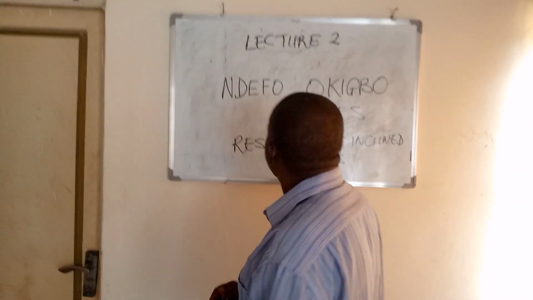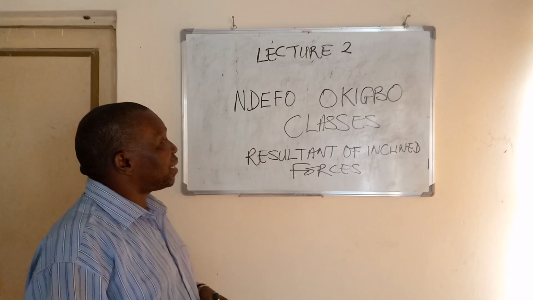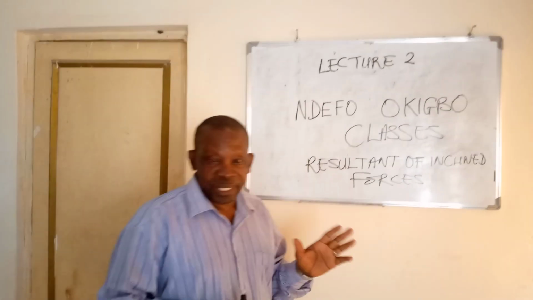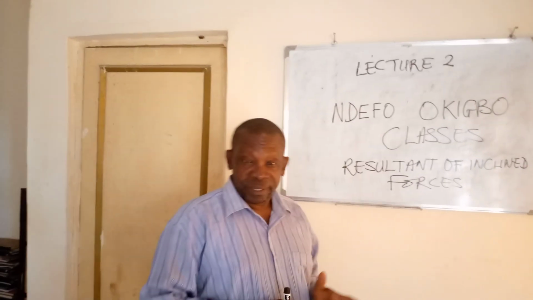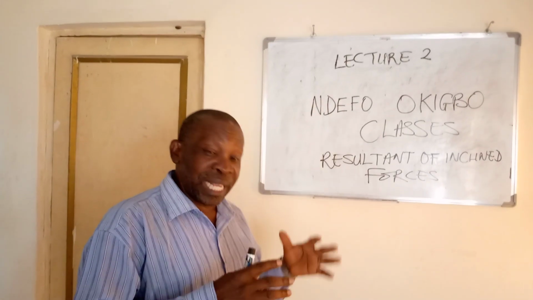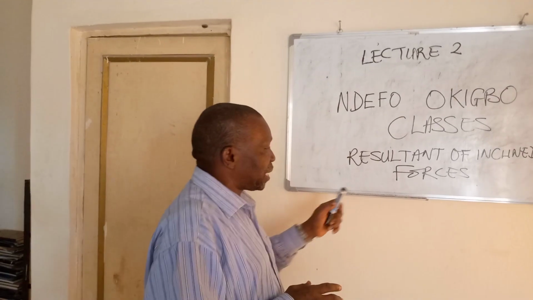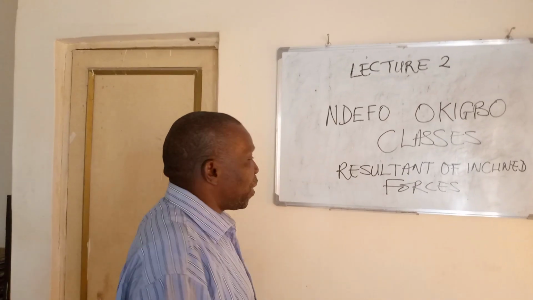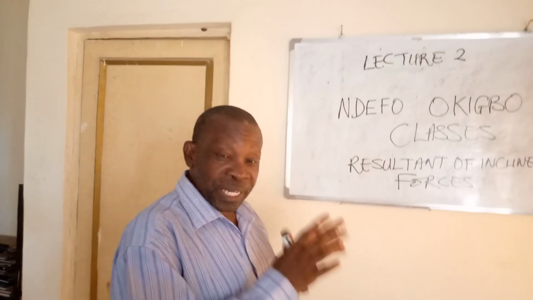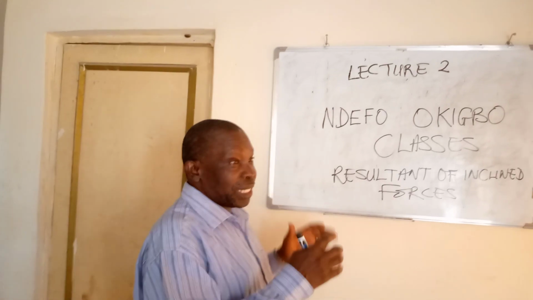We have started this lecture series. We started with engineering. We have done lecture 1. In lecture 1, we thought about forces in a straight line. But this time, we are talking of forces that meet at an inclination, not in a straight line. We want to get the resultant of inclined forces. At the inclination, we can get their resultant.